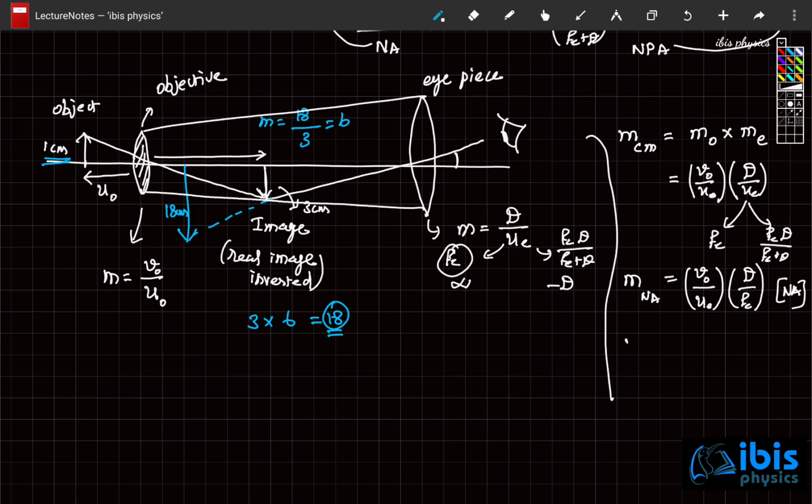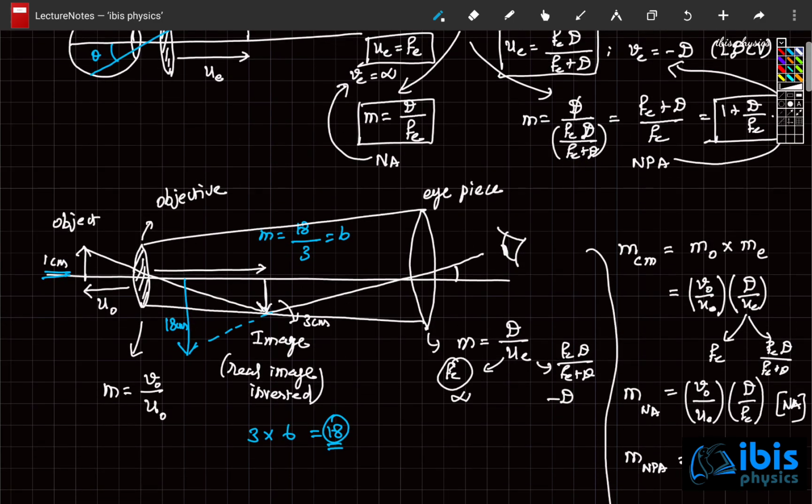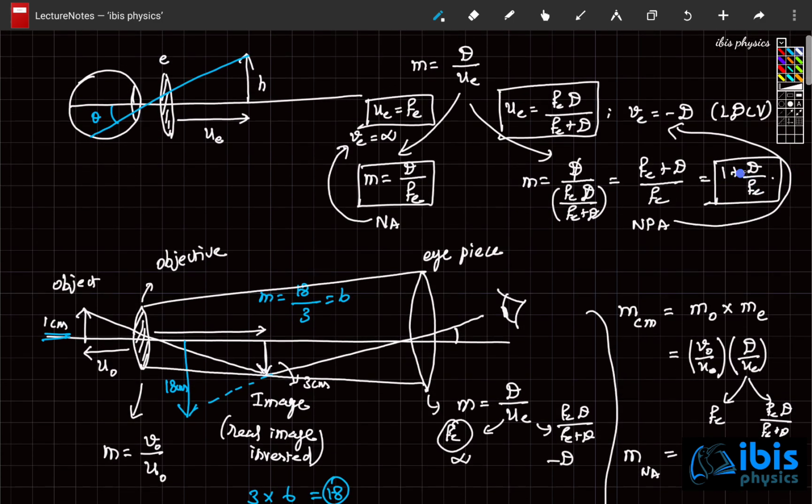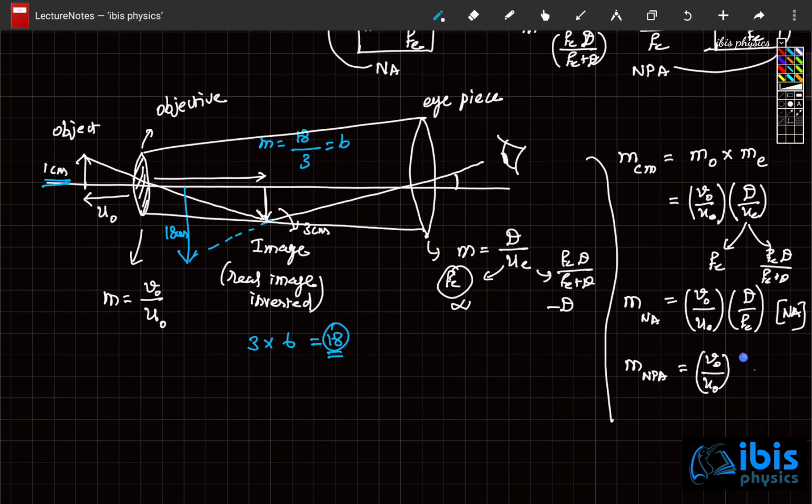The magnification of a microscope in near point adjustment is V0 by U0 into D by UE, where UE must be equal to FE D by FE plus D. When you put FE D by FE plus D, what you will get is the magnification 1 plus D by FE, which we just worked out here. So I'm writing it as 1 plus D by FE. So these are the magnifications produced in the case of a compound microscope.